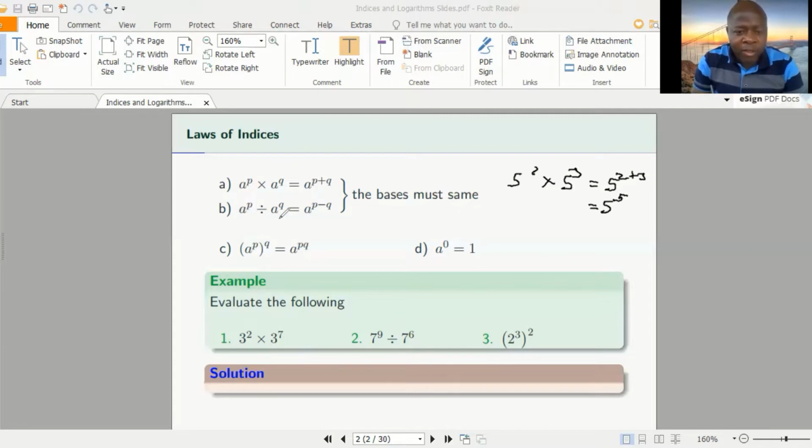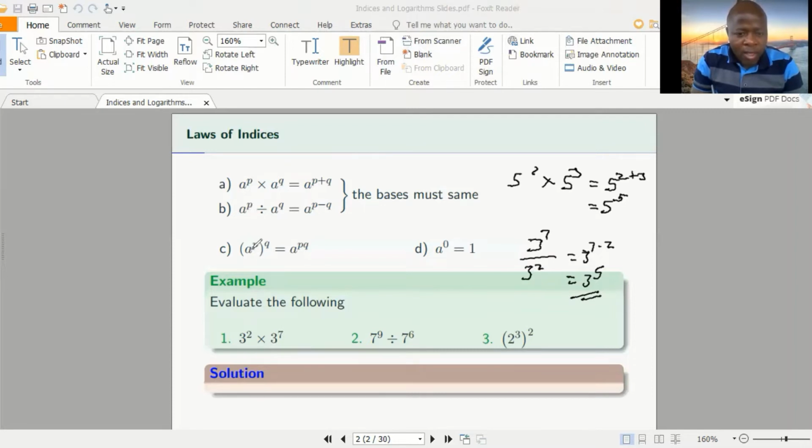And in cases of division, we subtract the indices. For instance, a raised to p divided by a raised to q gives a raised to p minus q. For example, 3 raised to 7 divided by 3 raised to 2 is the same as 3 raised to 7 minus 2, or 3 raised to 5. So we subtract the powers in cases of division when we have the same bases.